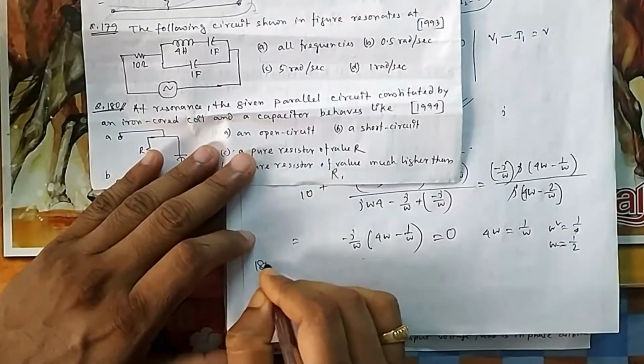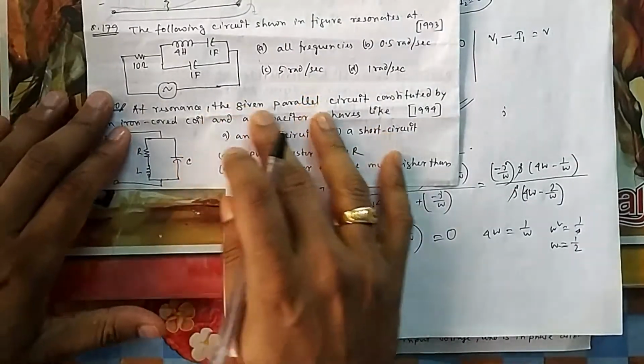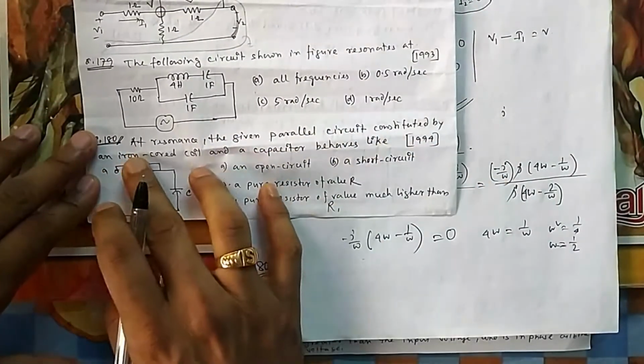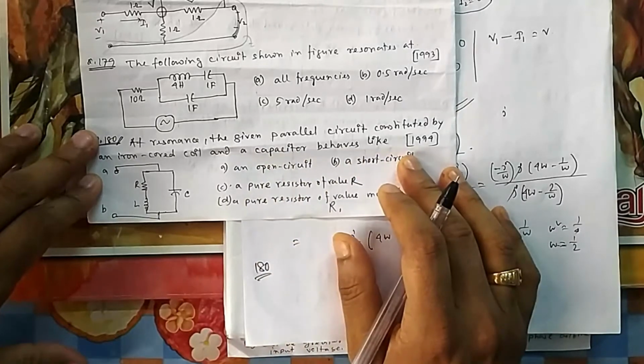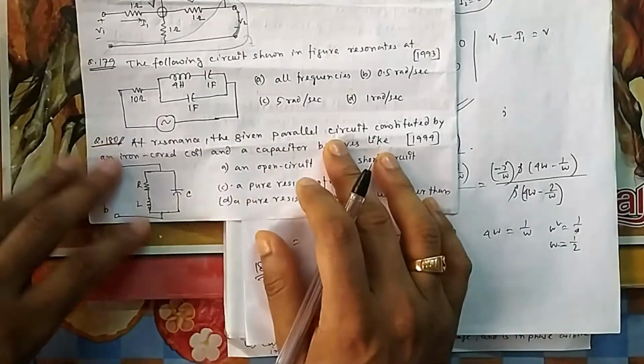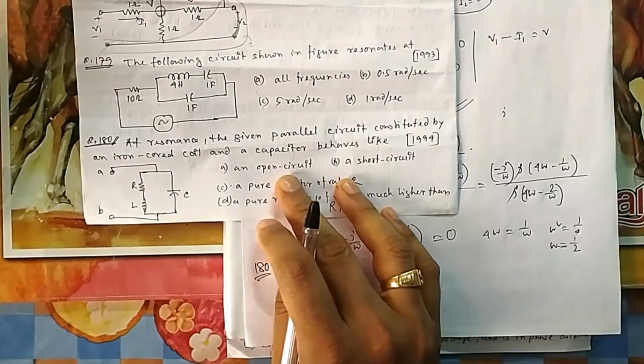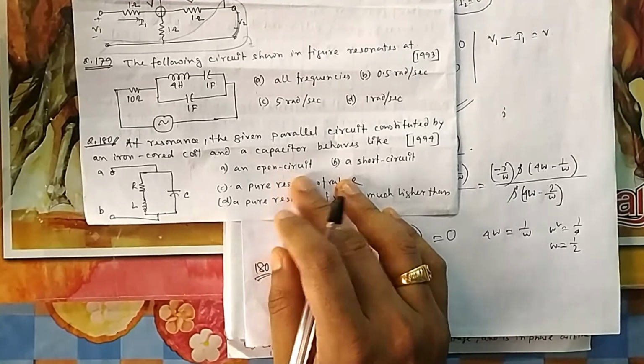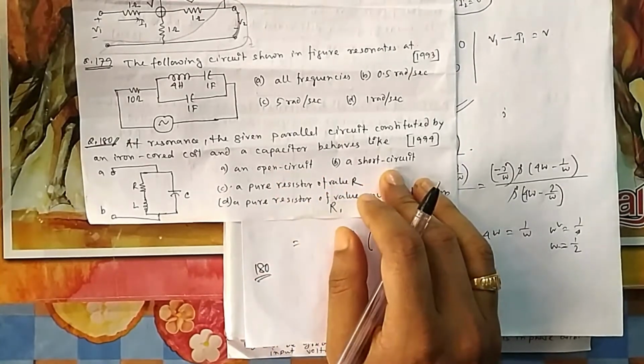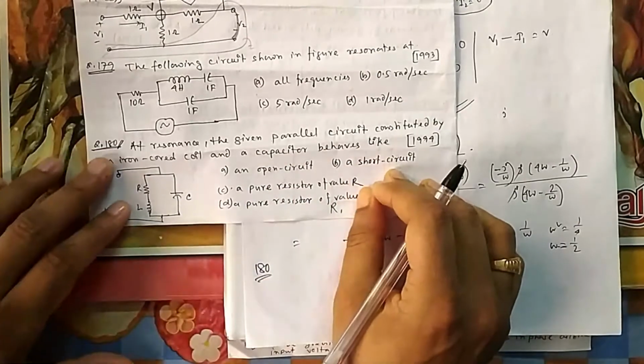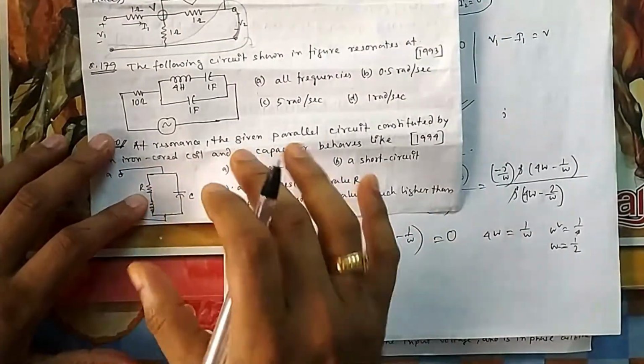Question number 180. At resonance, the given parallel circuit constituted by an iron core coil and a capacitor behaves like. At resonance, how it will behave like? It will behave like open circuit? No. At resonance, it will behave like a resistive. Short circuit? No. It will be a pure resistor of value R, because you will calculate the total impedance.